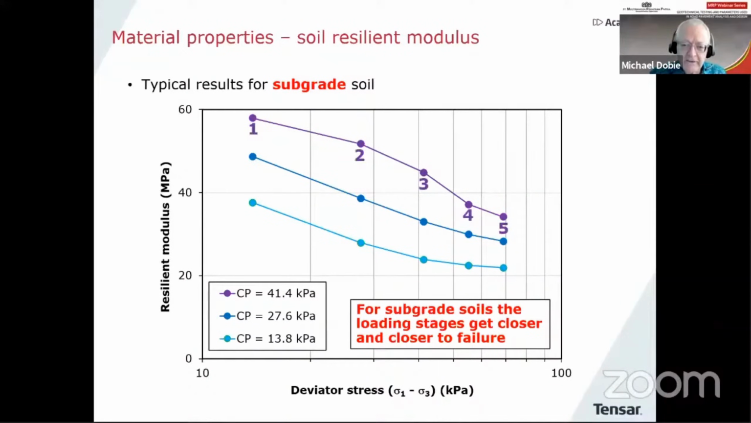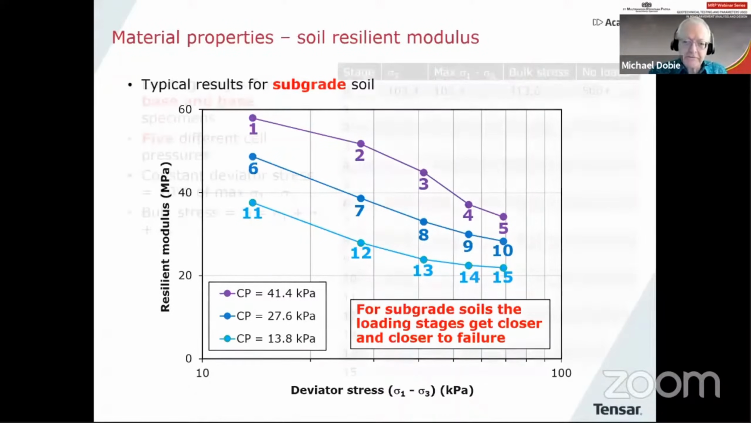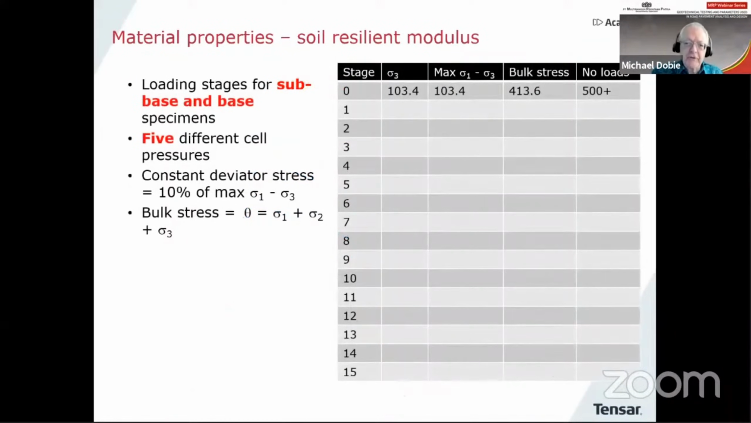And it goes like this: 1, 2, 3, 4, 5, 6, 7, 8, 9, 10, 11 to 15. And you can see what's important from this is how much that resilient modulus is changing depending on the loading condition. So generally, for subgrade soils, resilient modulus will be higher for low deviator stress. It's cycle number 1. So now let's move on to the coarser soils.